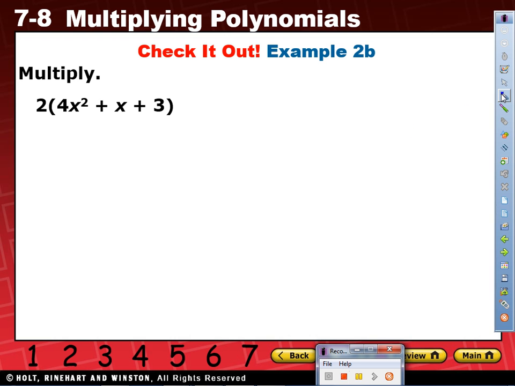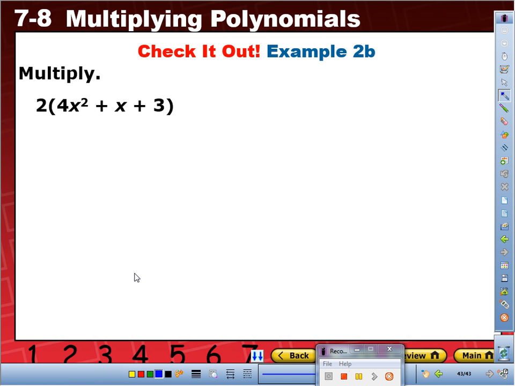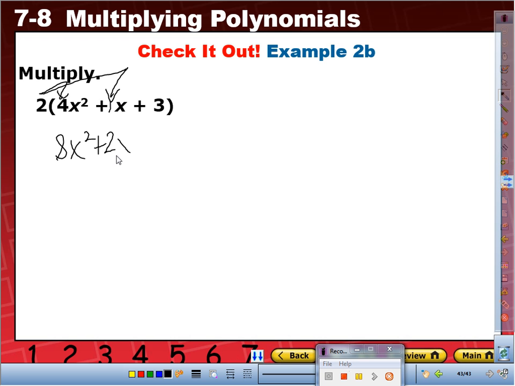Let's see. For this one, 2 times 4 becomes 8x squared. 2 times, what is the coefficient here? 1, so this is 2x. And then lastly, 2 times 3, that's 6. Hands up if you got that. Okay, and that's including the area model, right?